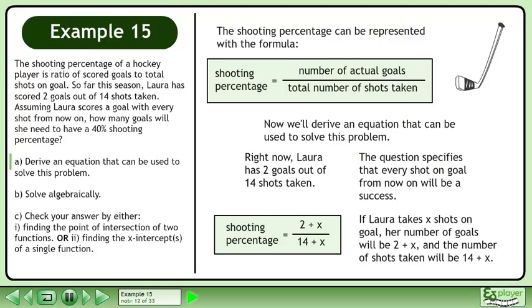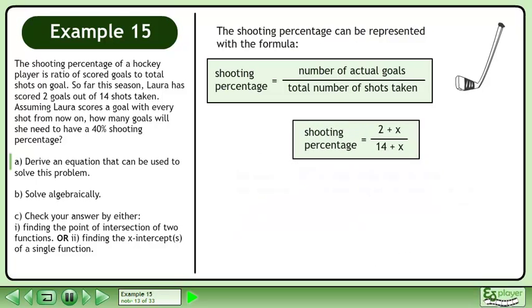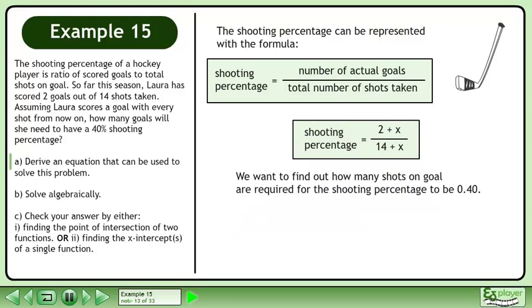The shooting percentage is (2 plus X) over (14 plus X). We want to find out how many shots on goal are required for the shooting percentage to be 0.40. Plug in 0.40 for the shooting percentage. This gives us the equation 0.40 equals (2 plus X) over (14 plus X).